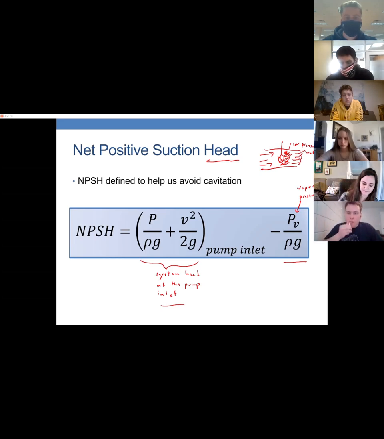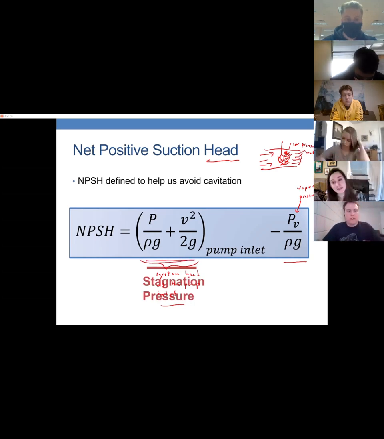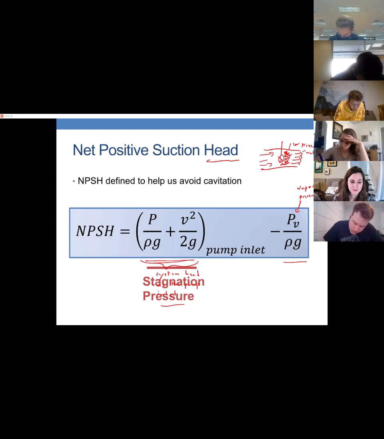Okay, alrighty. I want to point out that this right here is the stagnation pressure that we talked about before. So we have the pressure stored in energy and this pressure stored in the kinetic energy and the velocity both together in the stagnation pressure there.